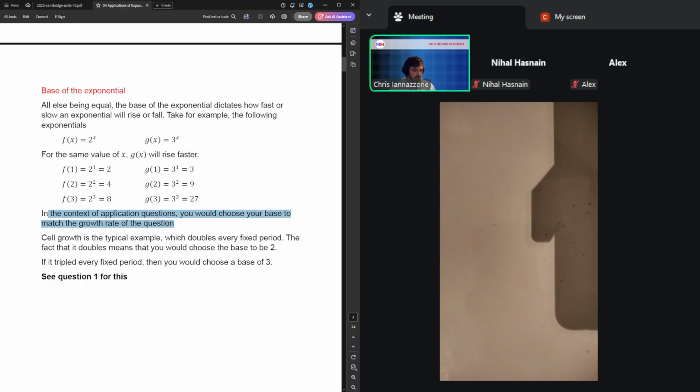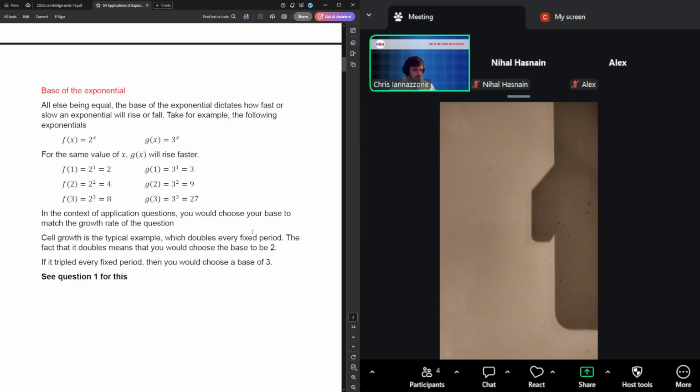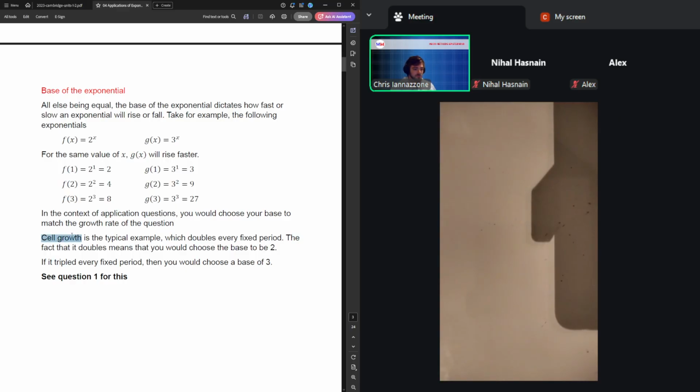Now, how do we plug that into our application questions? Because we understand that it's a growth rate factor, we're going to choose our base to match it with the growth rate, or decay rate, if that's a thing. But it's still, you know, how fast or slow is it growing or decaying. A very typical example is going to be some population growth or cell growth. Let's say it doubles every fixed period. The fact that it's doubling means you're going to choose your base to be 2.